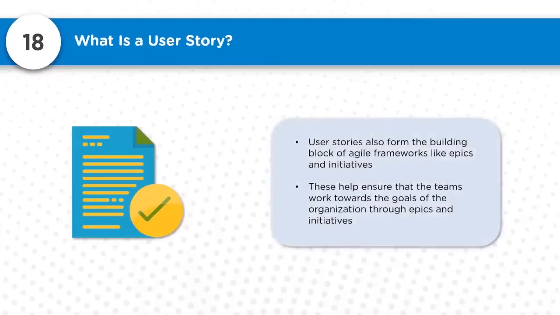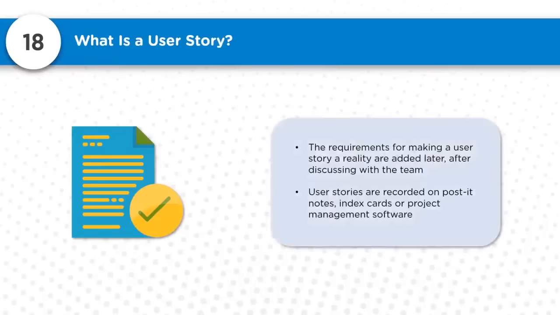User stories also form the building blocks of agile frameworks like epics and initiatives. These help ensure that the team works toward the goals of the organization through epics and initiatives. Further, the requirements for making the user stories a reality are added later after discussing with the team. So to write a user story, the involvement of the team members is very essential. They should discuss and agree, yes, these are the features and functionality which should be there. User stories are recorded on post-it notes, index cards, or project management software, whatever is visible and available there.